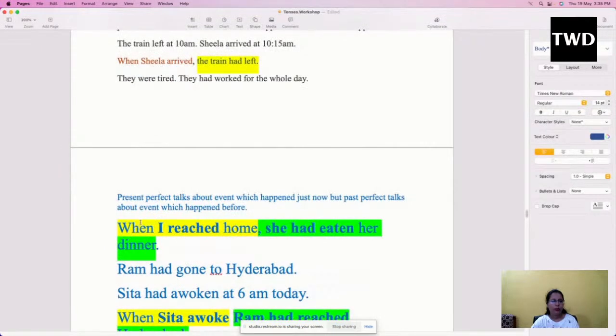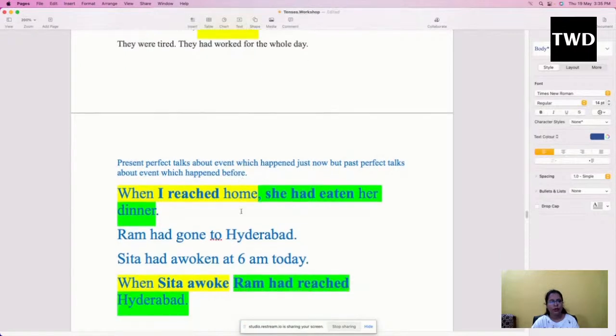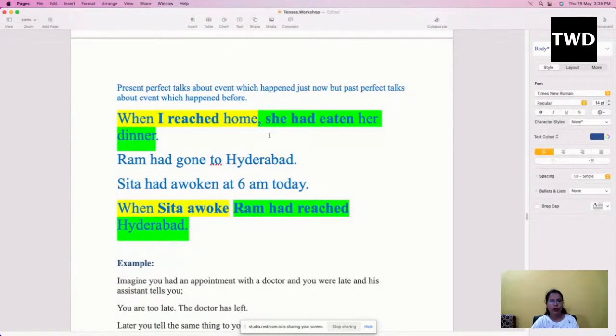Present perfect tense talks about an event which happened just now, but past perfect talks about an event which happened before. For example, when I reached home, she had eaten her dinner. So the moment when I reached home, she had already finished having her dinner.